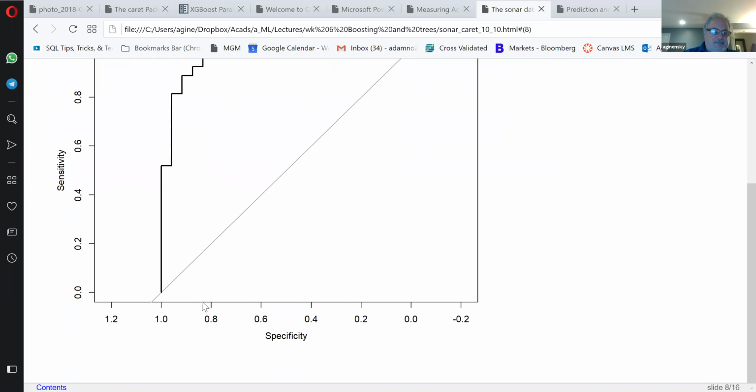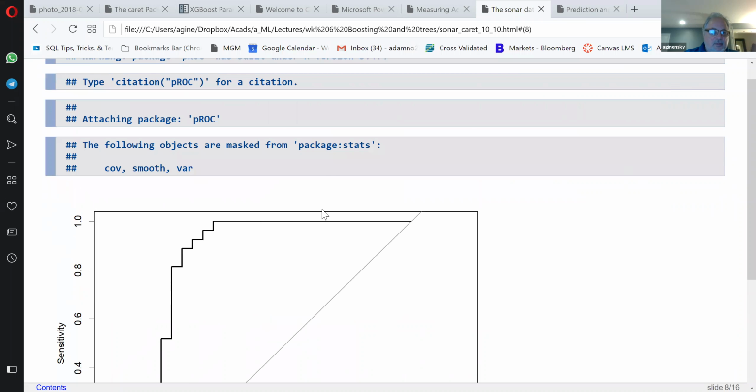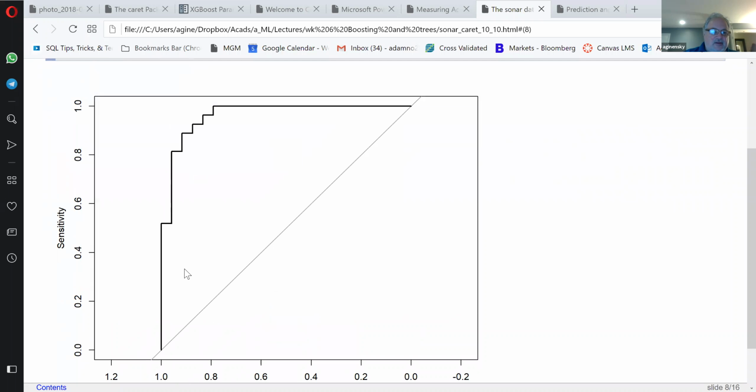P equal 0.85 maybe, a little bit better than 0.8. If you're as good as you can get, you're at 1. So you can see the AUC is this area here above the line.